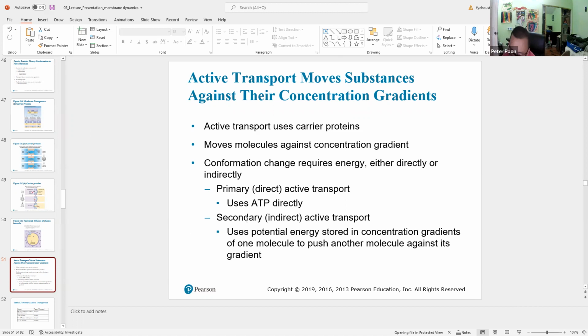So if you generate a bunch of ions on one side of the membrane, that is membrane potential. That potential can be used to do work.